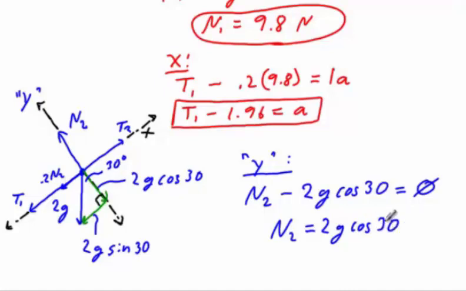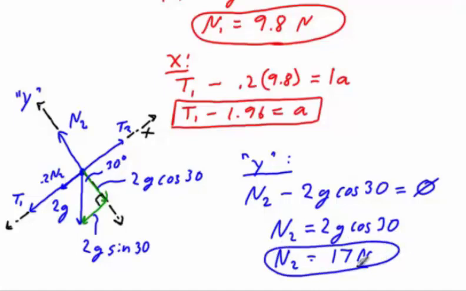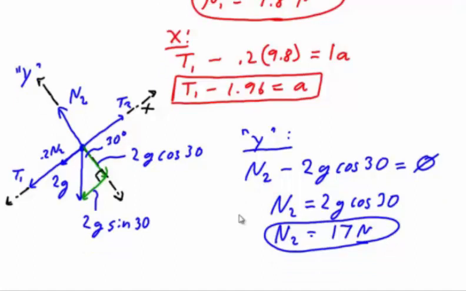And according to my calculations, that gives me 16.97, which I'm going to round off to say that N2 is 17 newtons. Excellent. We have now solved for the second of our two unknowns. We know N1, we know N2. We're not done with this free body diagram, because in order to be done with this free body diagram, we have to do the second coordinate.